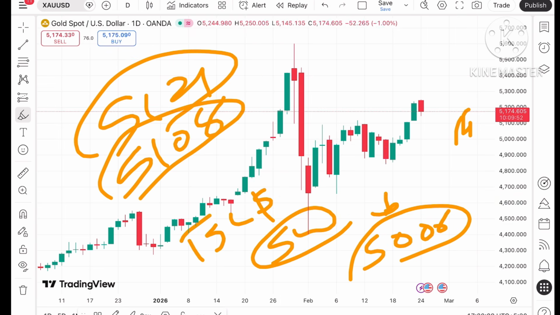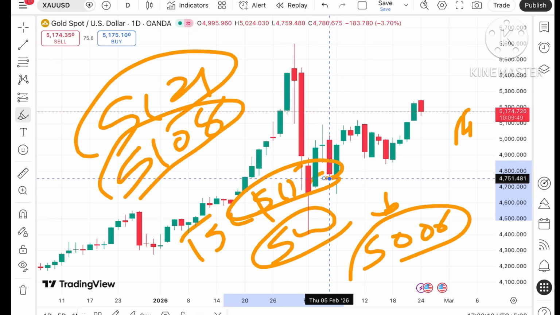So trail your SL by around $15 to $20, so at least you will capture upside movement as well as downside.